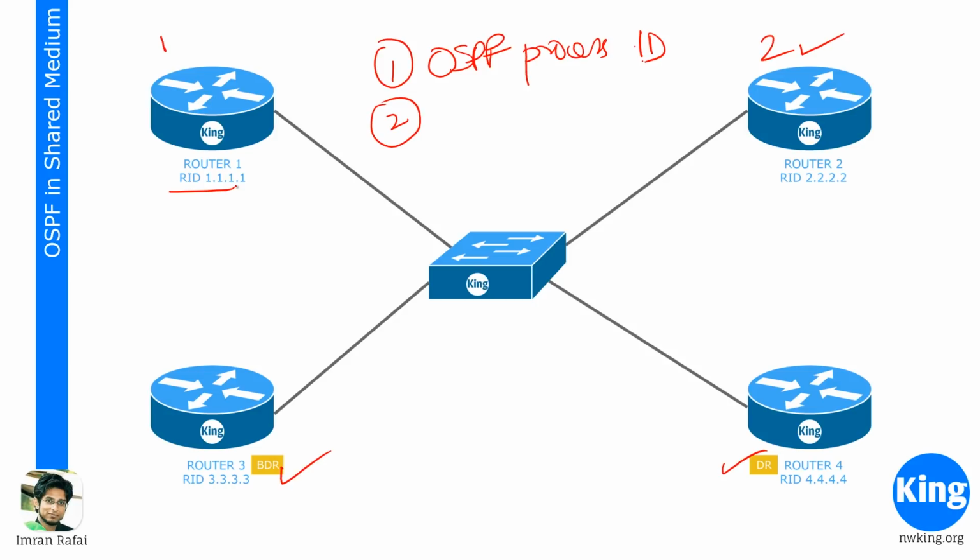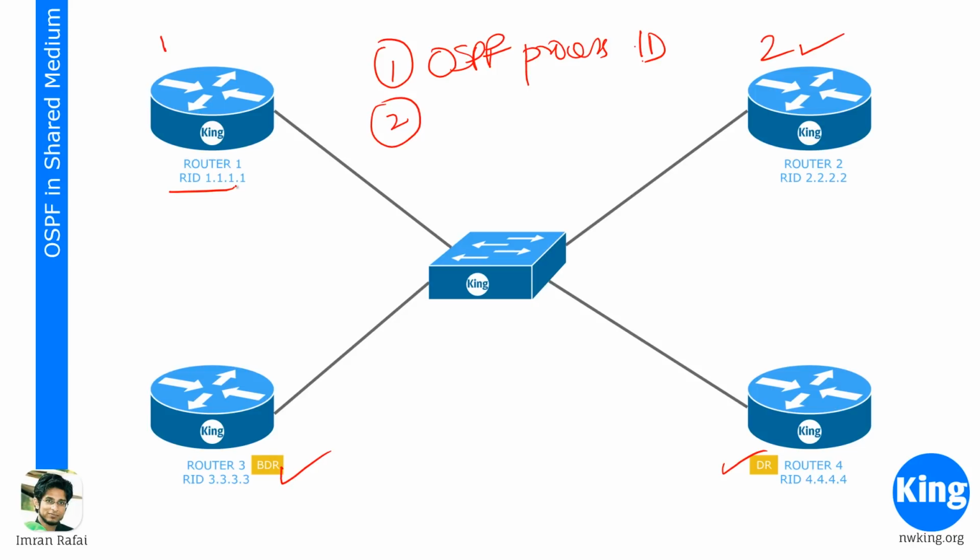Now, the reason BDR is there is because the role of a DR is very, very important, like we will be looking at in the next slide. DR is so important in this concept that's why a second device is there to take over in case your DR fails. So if DR fails, BDR immediately switches over, becomes DR, and another election takes place, right?